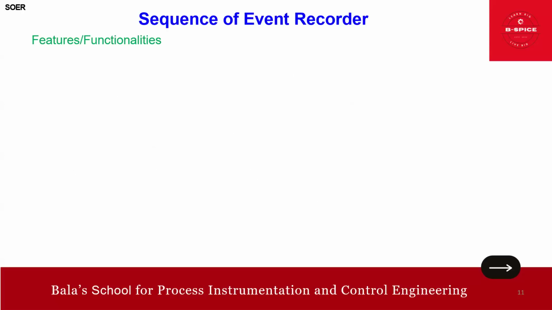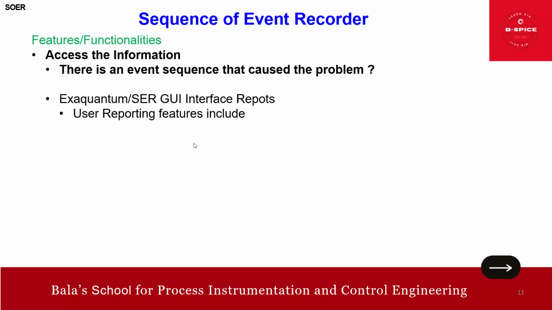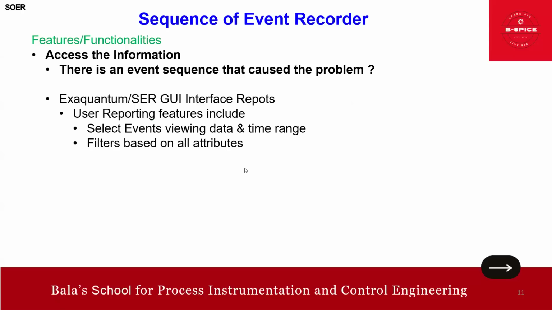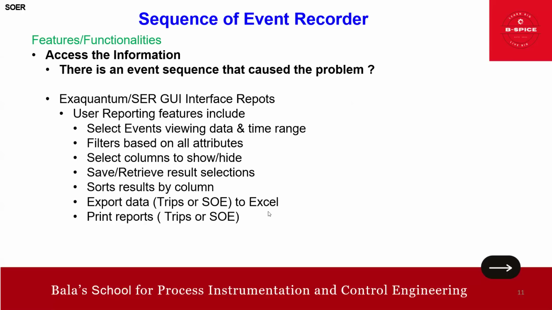Then, another point, access the information. So how to report, how to generate the report? Using the reporting feature, we can select events, viewing date and time range. And with that, we can select and filter based on all attributes. Whatever you want, you can do, right? Select columns to show or hide, save and retrieve result selection, sort results by column, and of course, export the data to Excel. And of course, we can also print out. So these are all the features available in Exaquantum.